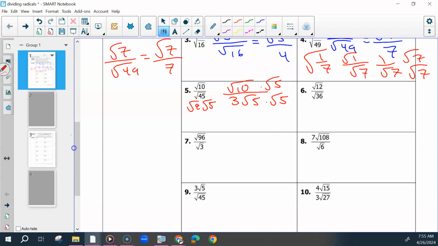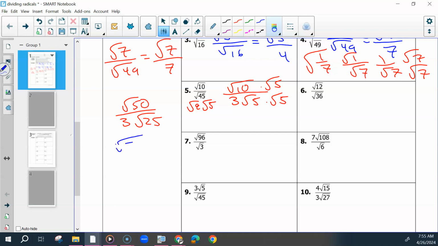So in our numerator, we have the square root of 50. In our denominator, 3 times the square root of 25. But now we can simplify the square root of 50. So maybe it would have been better to do it the other way. So I know in my denominator, what would the square root of 25 simplify to be? 5.